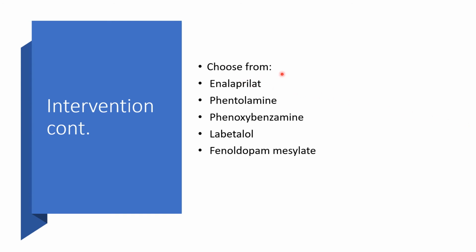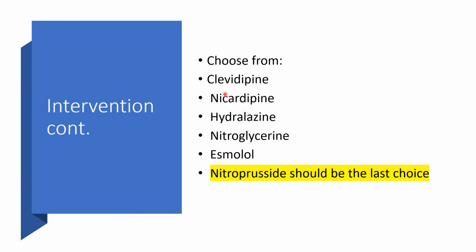We can choose from strong intravenous agents to deal with this situation. Enalaprilat, phentolamine and phenoxybenzamine if it is pheochromocytoma, labetalol, fenoldopam mesylate. Can also use clevidipine, nicardipine, hydralazine, nitroglycerin, and esmolol. Nitroprusside could be used, but that should be the last choice. In other words, it's not one of the medications that we will rush to administer.